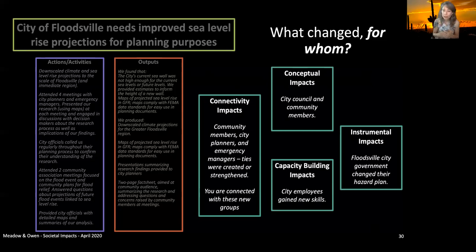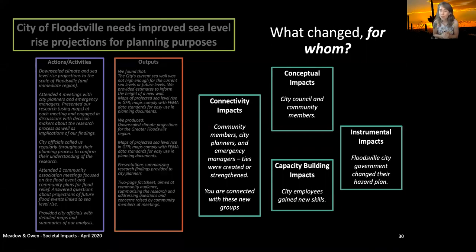Regarding capacity building, city government officials were impacted in many ways. One example was that the Floodsville City staff members were able to learn GIS skills to map flood projections, so they all learned a new skill set. Under instrumental impacts, the city government officials were the ones who were changed, by changing their operations for hazard mitigation. And then conceptual impacts, in this case, both city council and community members gained new knowledge about flooding issues.